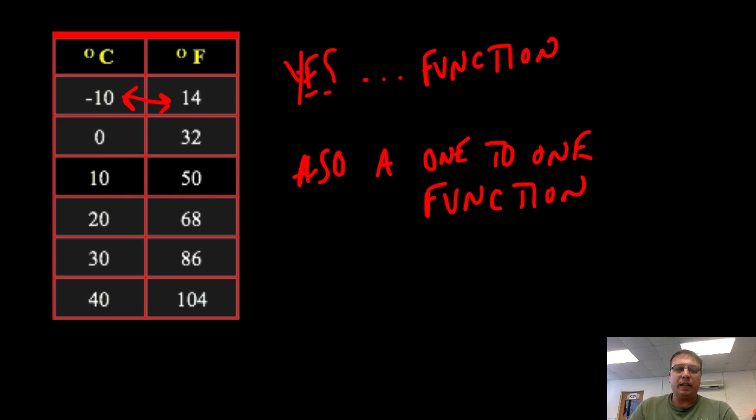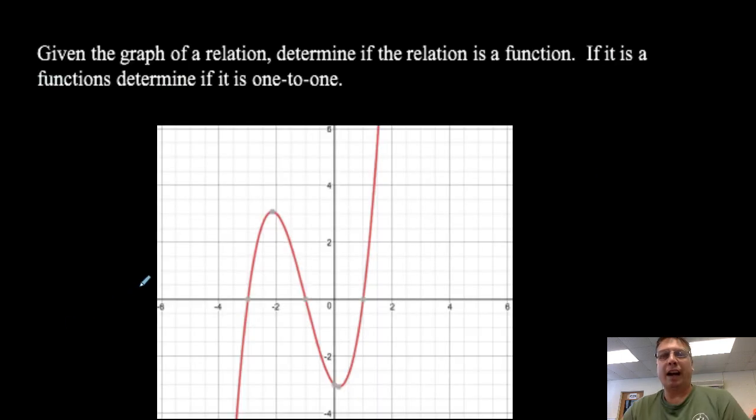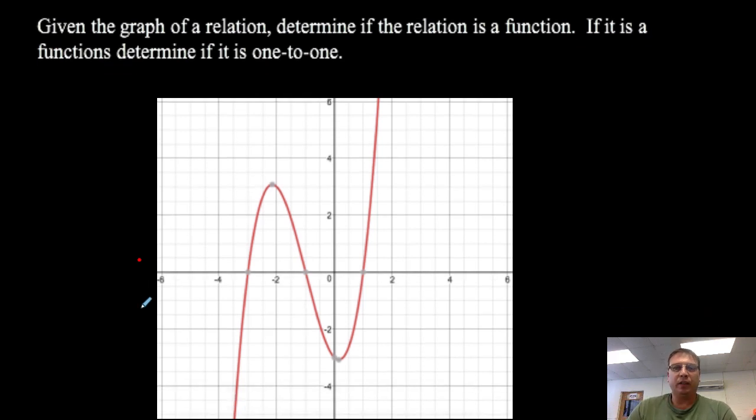All right, so let's now take a look at what happens when there's a graph. Given a graph of a relation, determine if this relation is a function. If it is a function, determine if it's one-to-one. All right, so I'm going to make it so I can draw lines through here. I may or may not have multiple arrows, but that's okay.